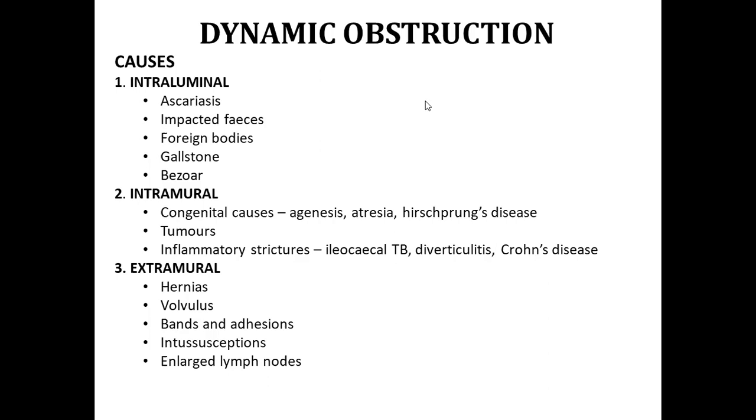So the intraluminal causes of intestinal obstruction, like a bag of worms such as ascariasis, could come together and wrap themselves together and form a pack or a bunch that can then obstruct the flow of intestinal content. Also, feces can become very hard, and that hard feces can then block the flow of intestinal content.